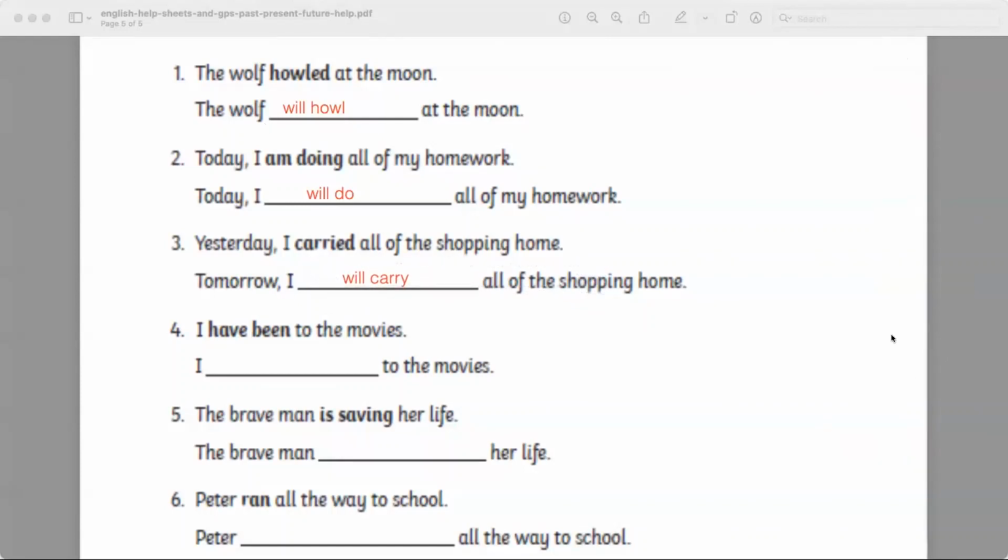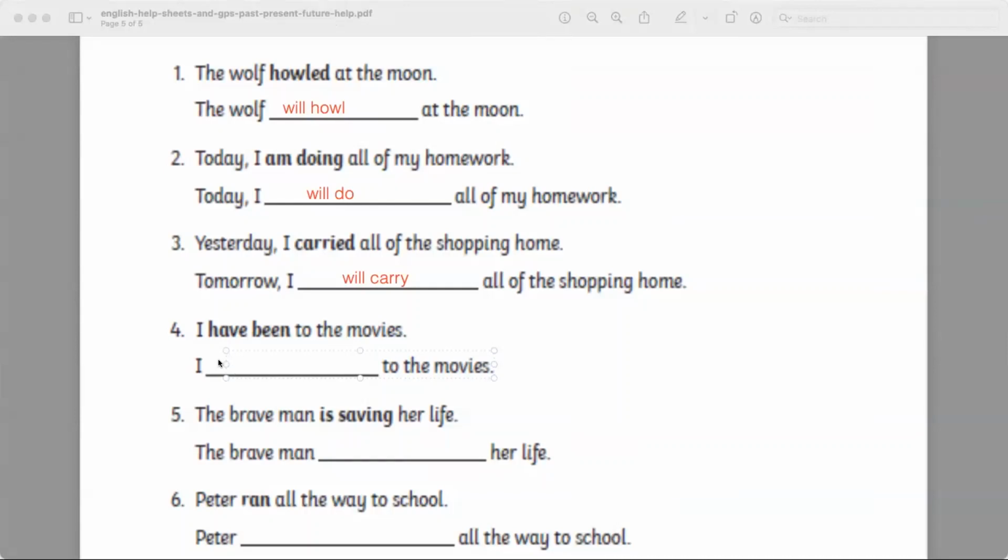Can you do number 4 as well? Because I haven't heard much from you guys today. Can you do one more question? Number 4. I have been to the movies. So how will you change that to the future tense? I will have to the movies.